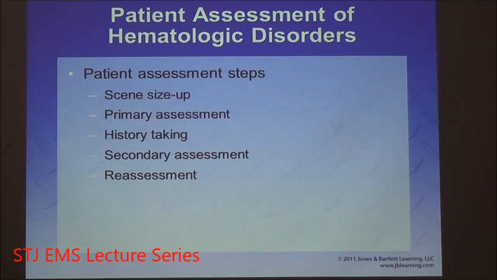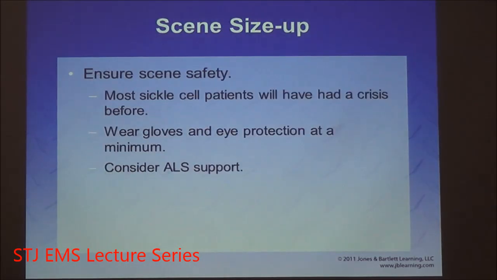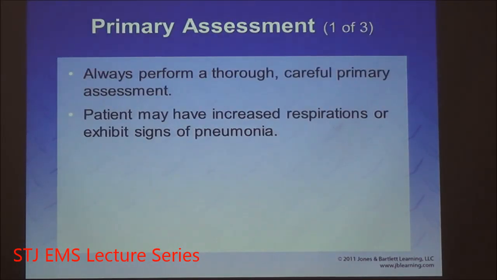Our assessment for patients with hematologic issues: first of all, we size up the scene and make sure it's safe for us to enter. In addition, wear gloves and eye protection for our sickle cell patients, because they have some issues with immune response, since their spleens are affected and can be damaged. The spleen plays a major role in infection control. Think about ALS support. These patients do well with fluids and with pain management.